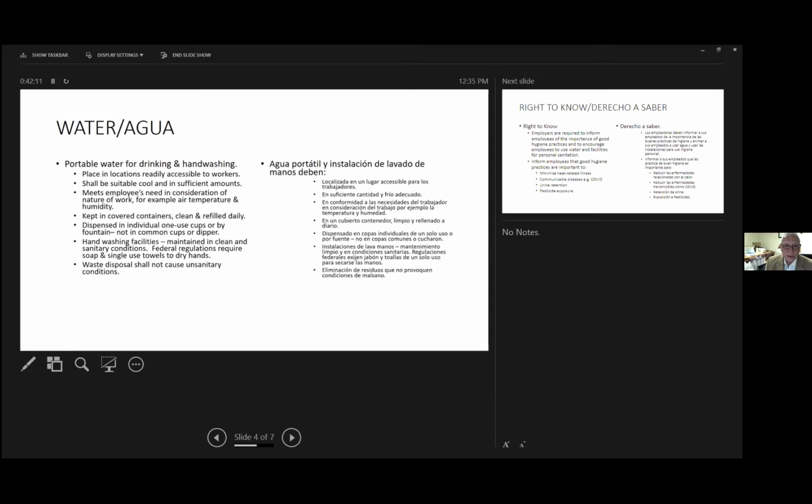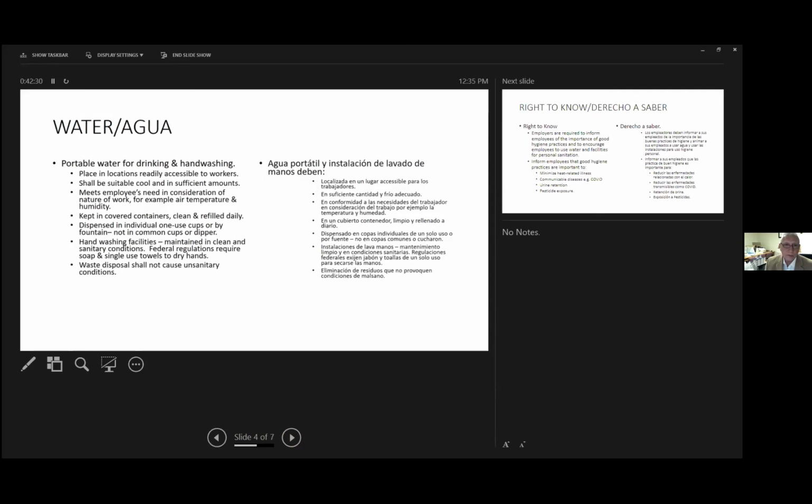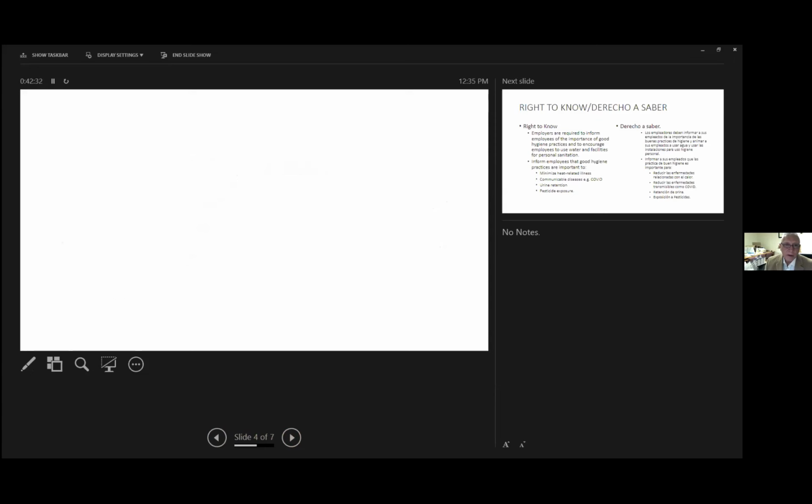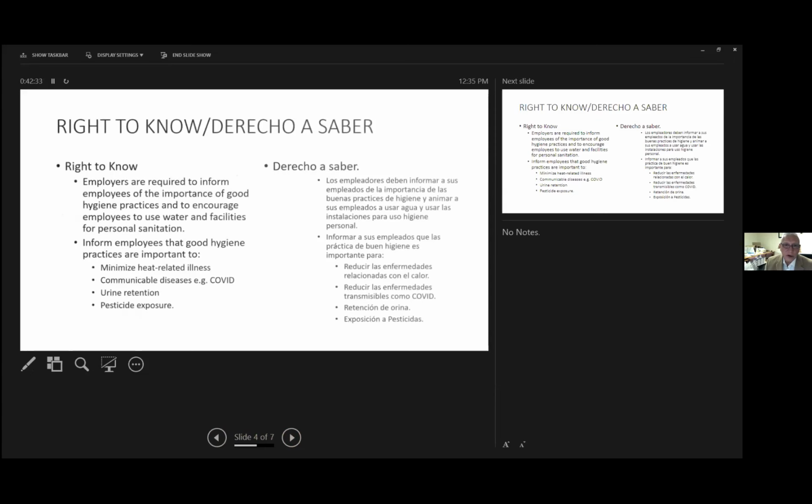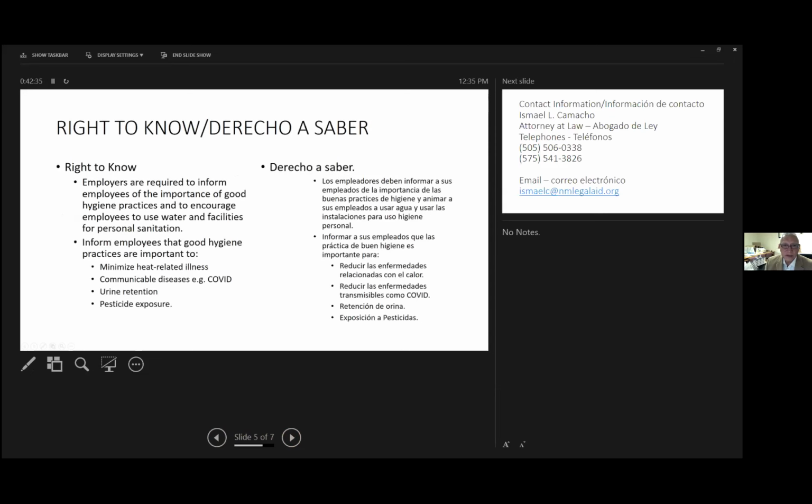Hand washing facilities are also very important, especially now during the COVID outbreak. That would enable them to clean, and the facilities should be maintained in clean and sanitary conditions. Federal regulation also requires soap and single-use towels to dry hands, and wash water disposal should not cause unsanitary conditions. Employers are required to inform employees of the importance of good hygiene practices and to encourage employees to use water and facilities for personal sanitation.